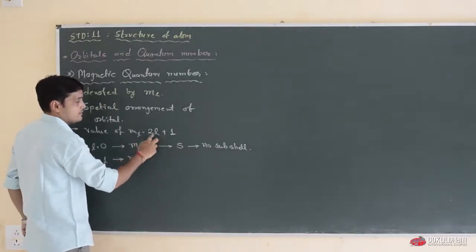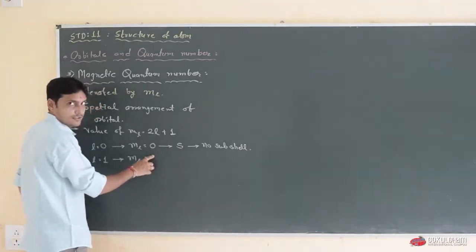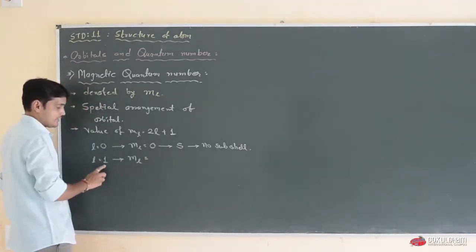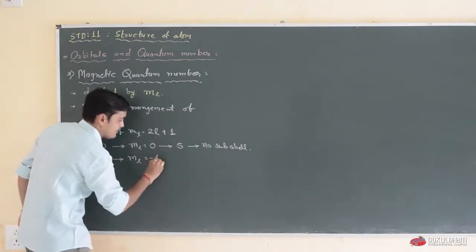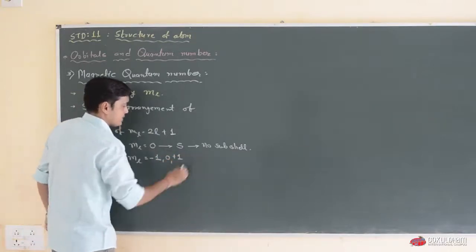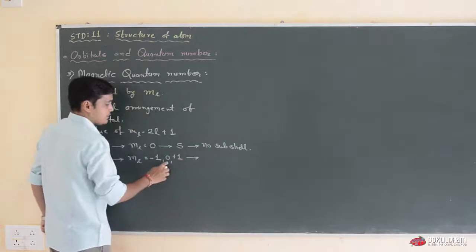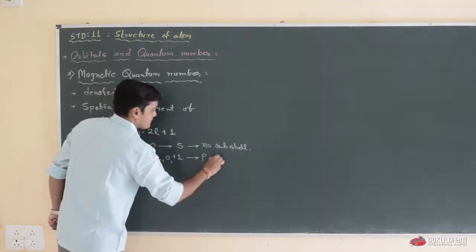then the value of ml is 2 times 1 plus 1, that is 3. ml is equal to the total number of orientations. So the value of L is equal to 1, and the values of ml are minus 1, 0 and plus 1. So there are 3 types of p orbital.